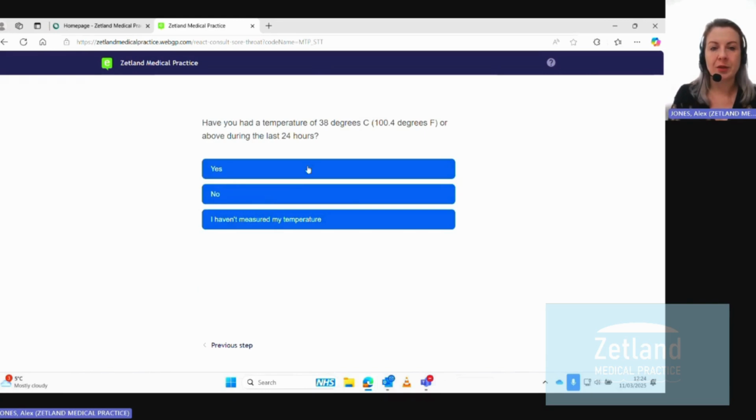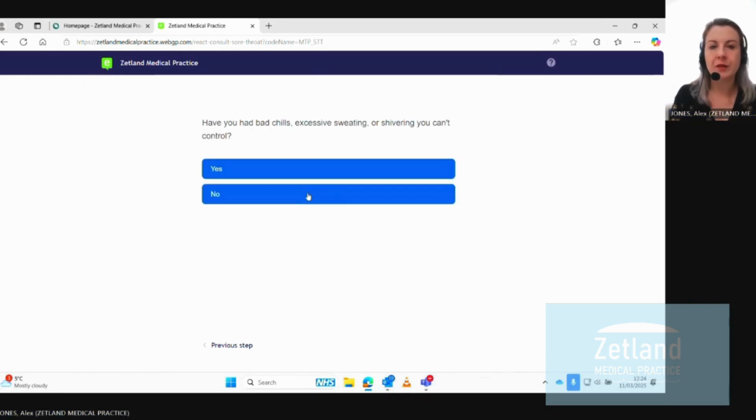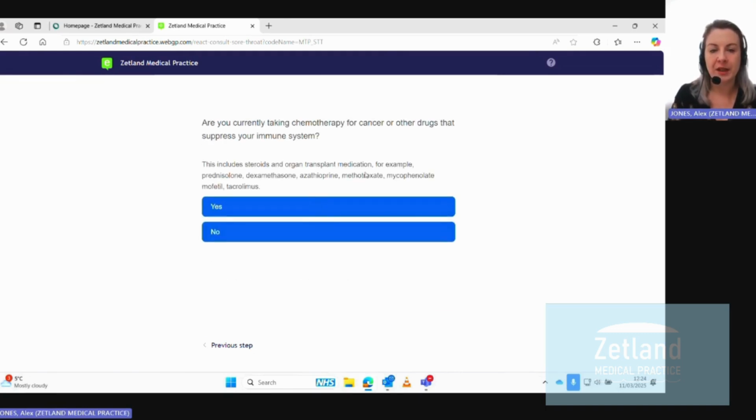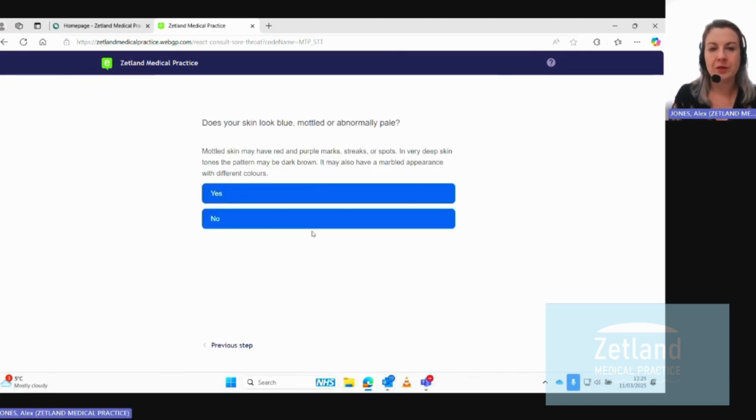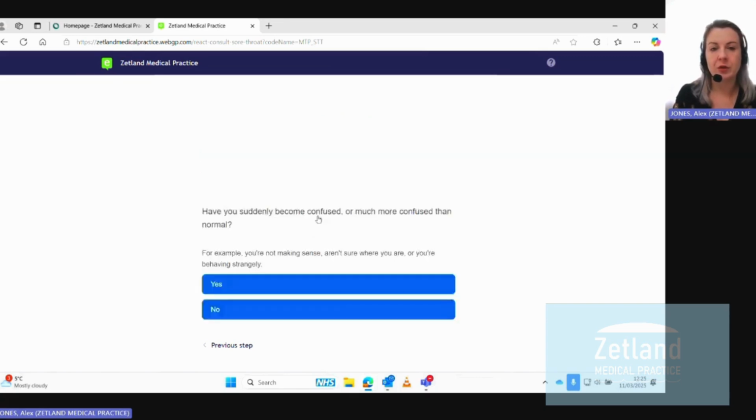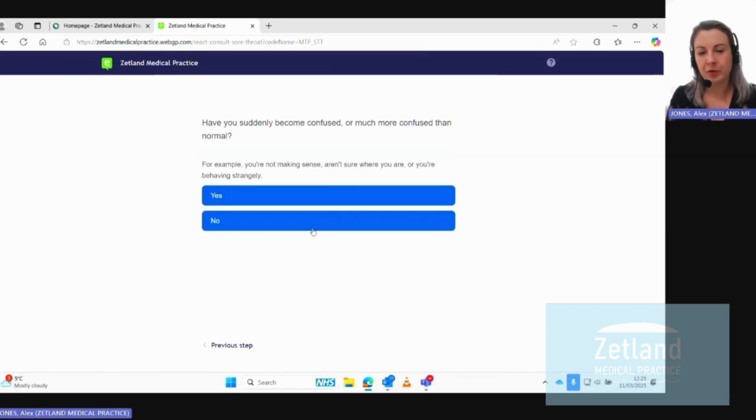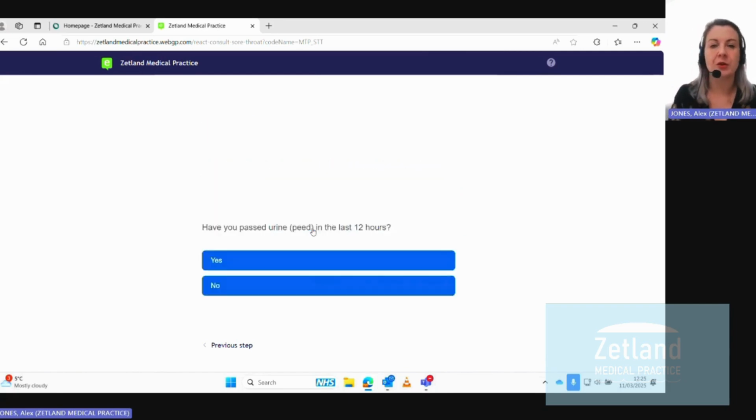Have you had a high temperature? I'm going to say no. Have you had bad chills, excessive sweating? No. Are you currently taking chemotherapy? No. Does your skin look blue, mottled or pale? No. Have you suddenly become confused? So these are all these red flag questions I was talking about.